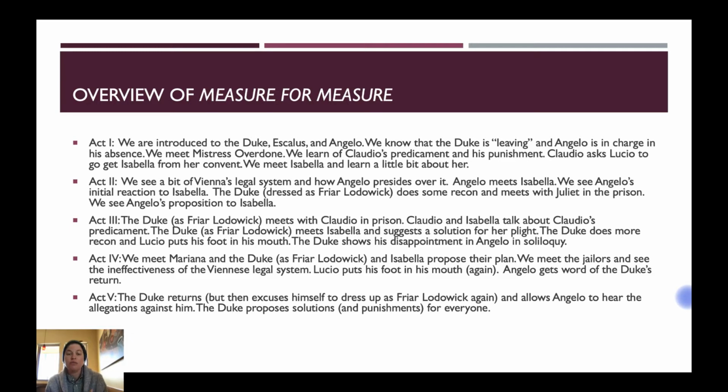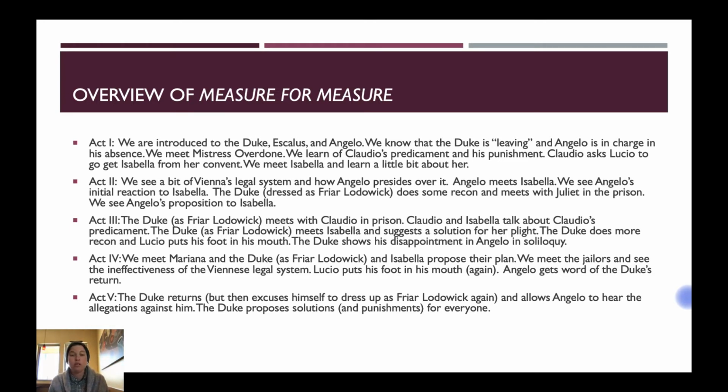And he excuses himself to dress up as Friar Ludovic again. Now, keep in mind that Act 5 takes place in public, so anyone in the town can see, and we see that there are onlookers here, or we know that there are onlookers here. The Duke proposes solutions and punishments for everyone.